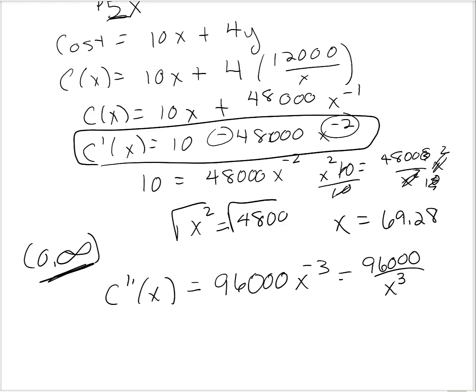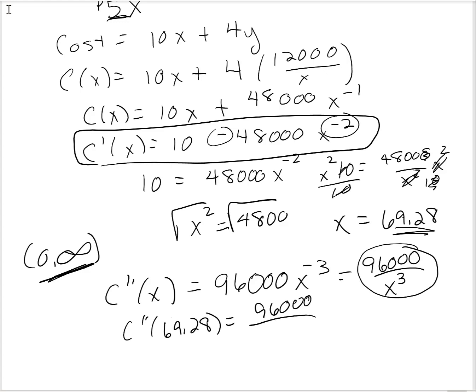So you could pick a particular number, you could put the critical number in, or we could just tell from here that this will always be positive. But just for completion, I will write like 69.28 in to show you. So I have 96,000 over 69.28 cubed. And all I care is this is greater than 0. Concave up says, look, we got a minimum. That's what we wanted, right?